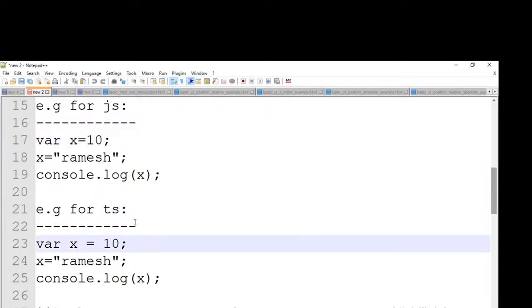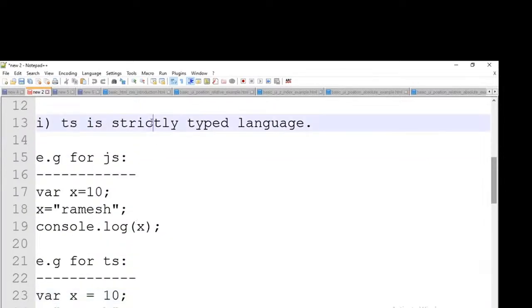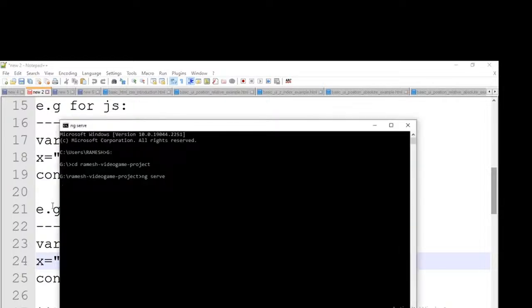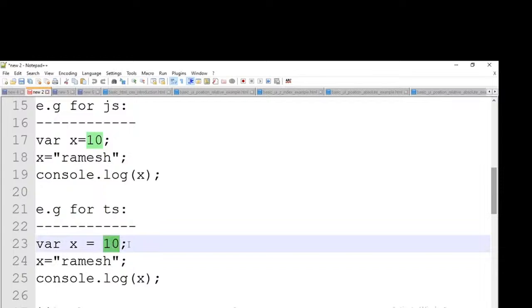Why? Because this is a strictly typed language, so we need to mention the data type also. But here I'm not mentioning the data type. Is that the reason for the error? No, not that. If you don't mention the data type, what happens is it depends upon the first value. For example, line number 23 and line number 24: X is 10 here, X is Ramesh here. So which is the first value? 10 or Ramesh? Respond everybody. 10 only. So depending upon the first value, it will automatically assign the data type.